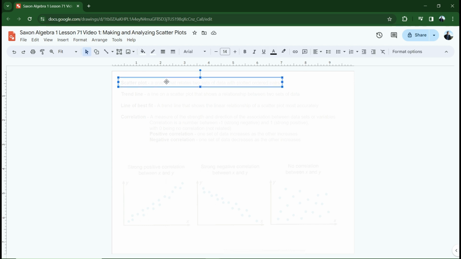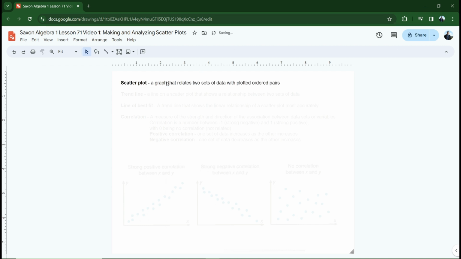First of all, what in the world am I talking about when I talk about a scatter plot? It's just a graph that relates two sets of data with ordered pairs. We've made lots of ordered pair graphs, and then you connect the ordered pairs with a line. The difference between what we've done before and a scatter plot is a scatter plot uses real world data, and real world data is messy.